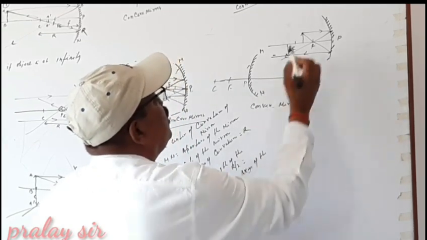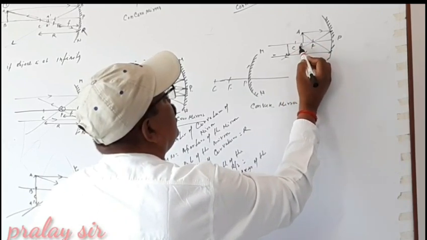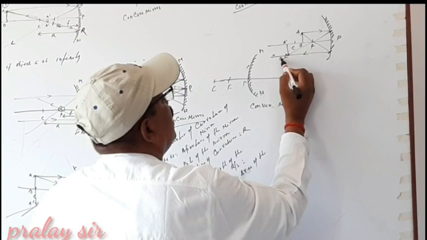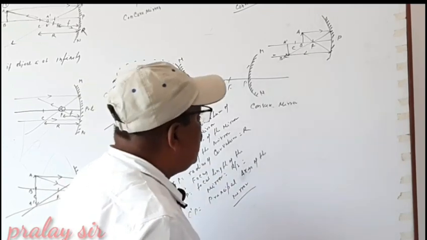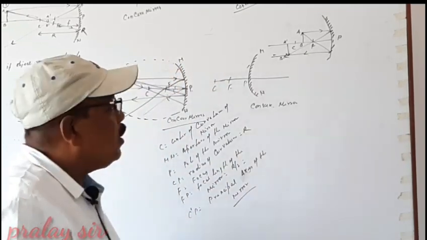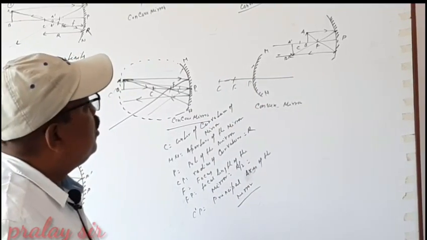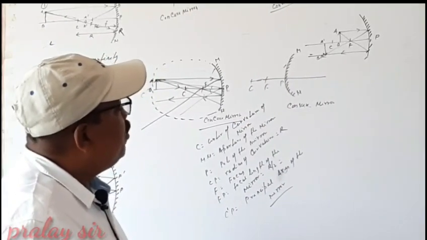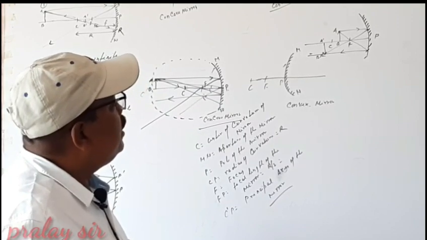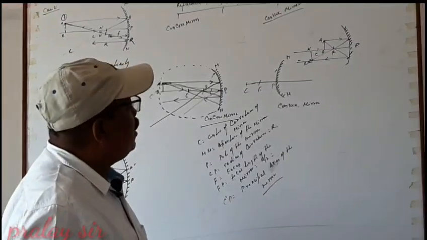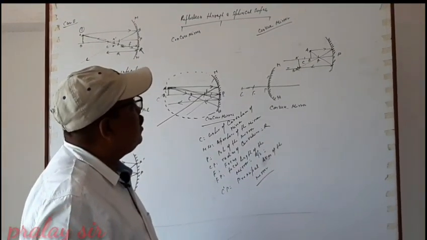Where is the image? It is A dash and B dash. Here we are observing that it is bigger than the object. When we are keeping the object between C and F, the image will form between infinity and C, and the nature of the image is real, inverted, and larger than the object. Now, that was the fourth case.